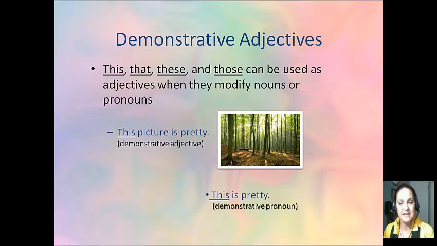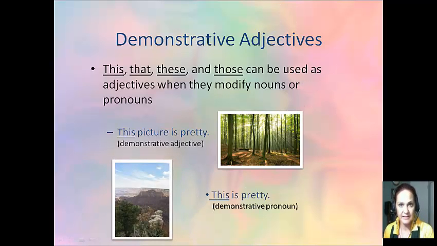Our second example, this is pretty. Now in our second example, the word this is replacing the Grand Canyon. It's replacing the proper noun, the Grand Canyon. So in our sentence, it's functioning as a demonstrative pronoun.